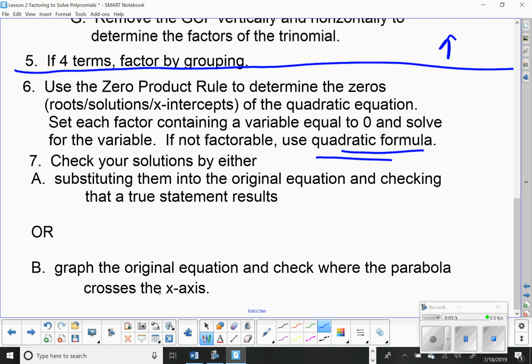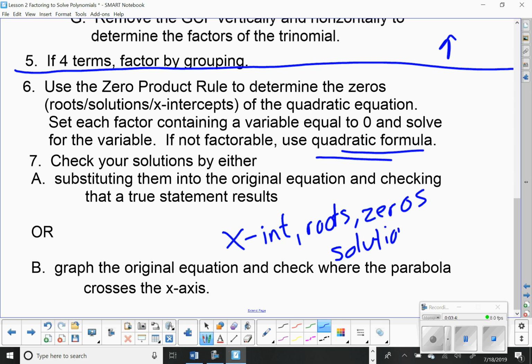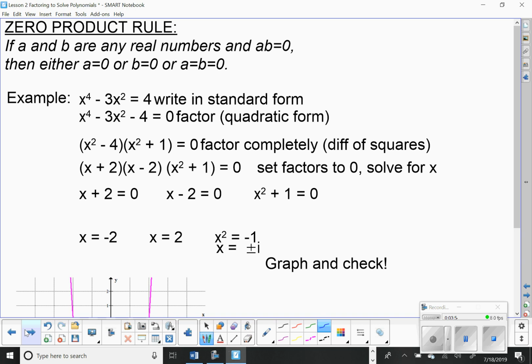Remember, the x-intercept, roots, zeros, and solutions all mean the same thing. However, you also have to remember that you do know about imaginary solutions if you've got an x squared equals a negative. Now, moving on to some more. Zero product rule. If A and B are real numbers and A times B is equal to 0, then either A equals 0, B equals 0, or A equals B equals 0.